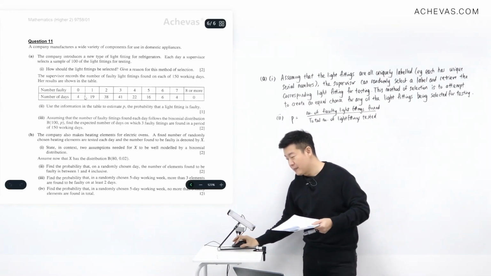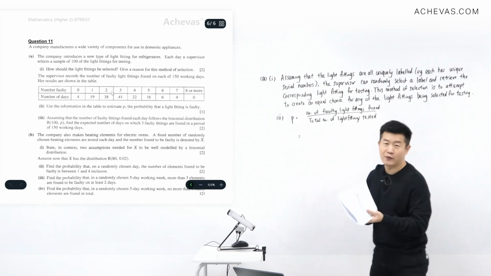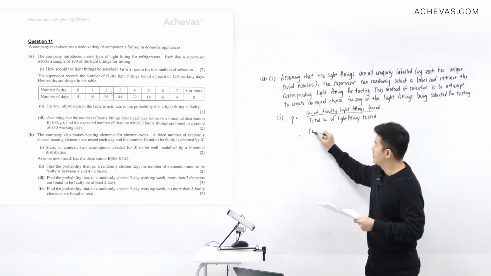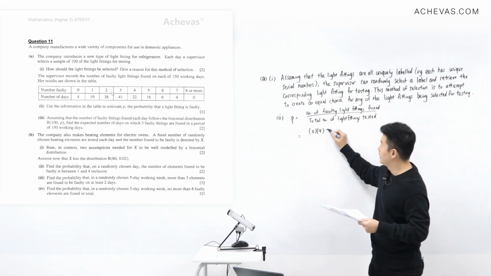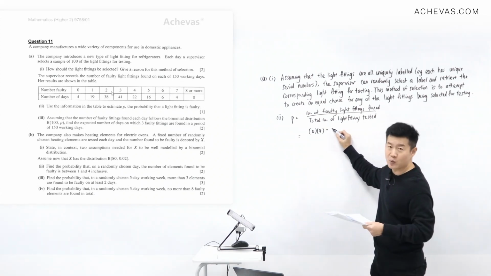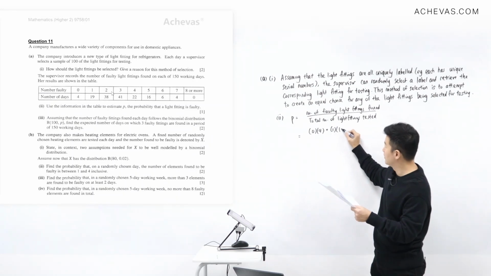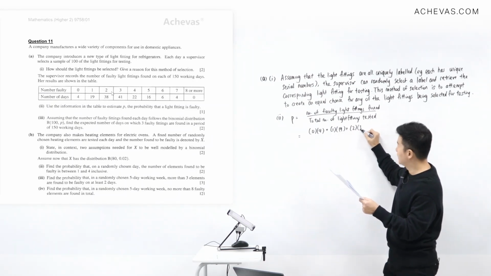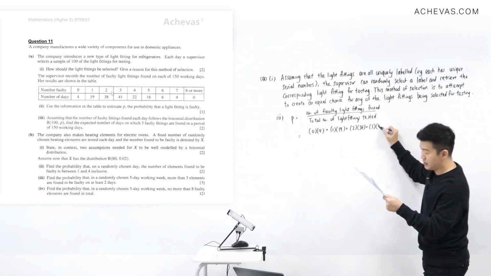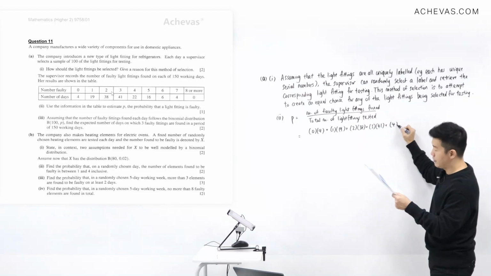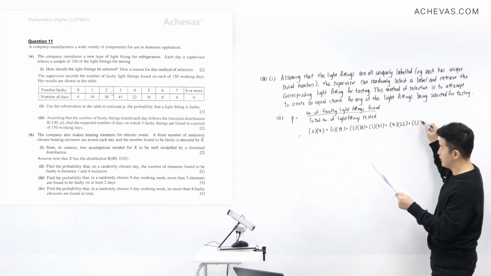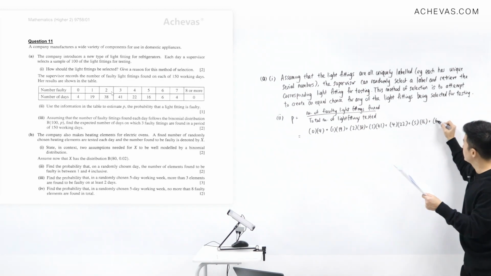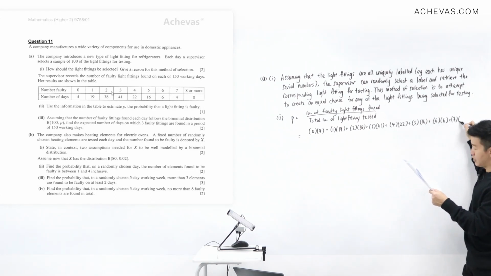According to the table, there will be 4 days where there are 0 faulty found, 19 days where there's going to be 1 found, 38 days with 2 found, and so on. So the total number of faulty light fittings found will be 0 multiplied by 4. Then 1 multiplied by 19. Then 2 multiplied by 38. Then 3 multiplied by 41. And 4 multiplied by 22. Then 5 multiplied by 16. And 6 multiplied by 6. And 7 multiplied by 4.